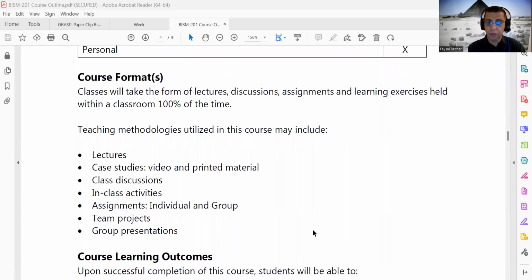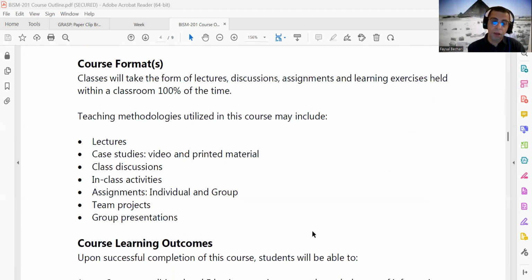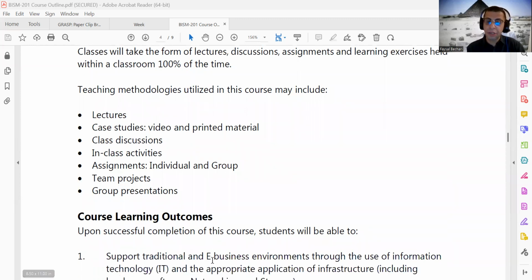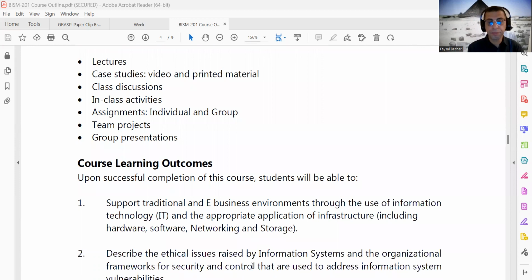The course outcomes: it will support traditional and e-business environments, understanding what it takes to have a traditional business and how the solution can support them, and also we will learn how to utilize those information technologies in the e-business environment.